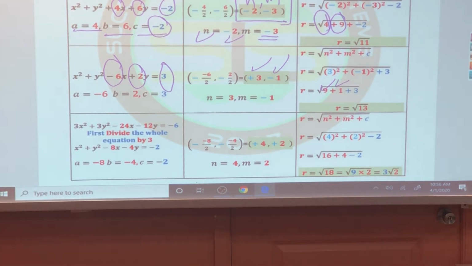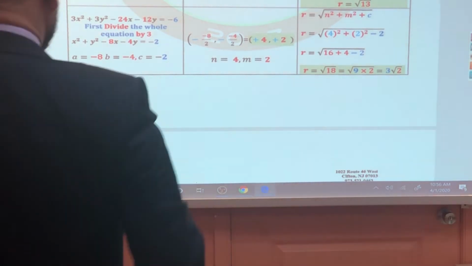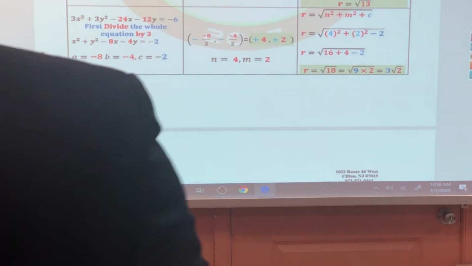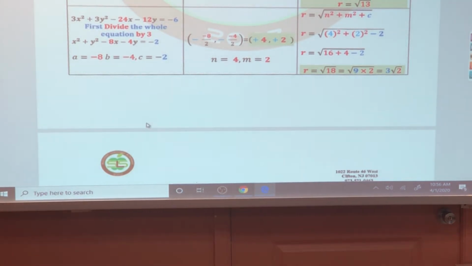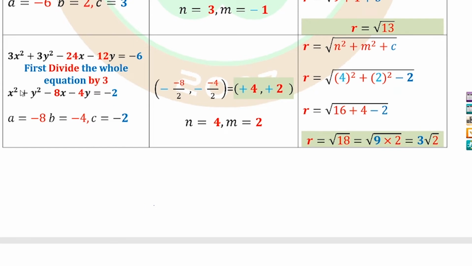The last example has a number with x squared and y squared. You see this number here, Safe? Yeah. We have a 3 and we have a 3, right? Wow, the 3 and the 3. Then I have to divide everything by what, before I start my solution, right?